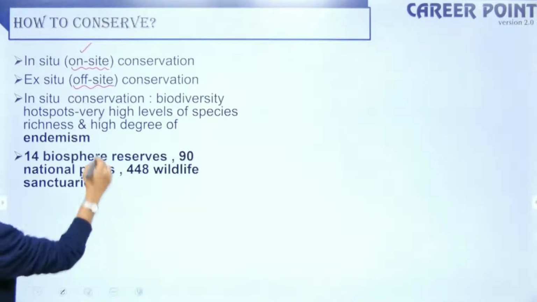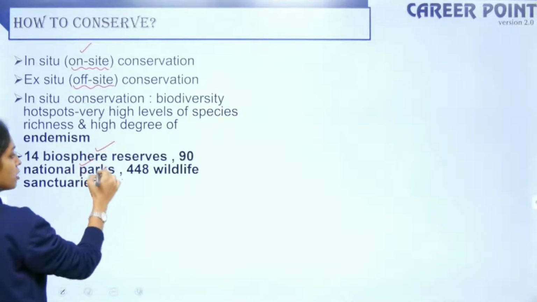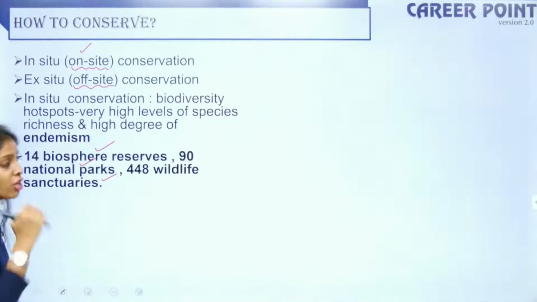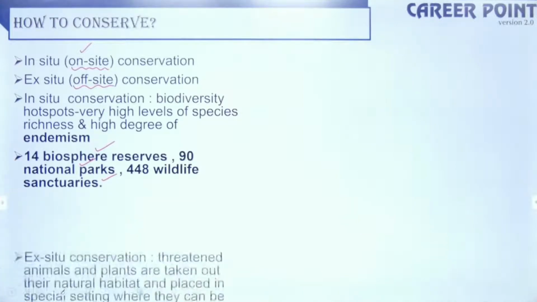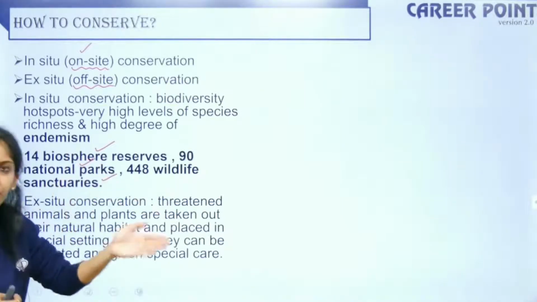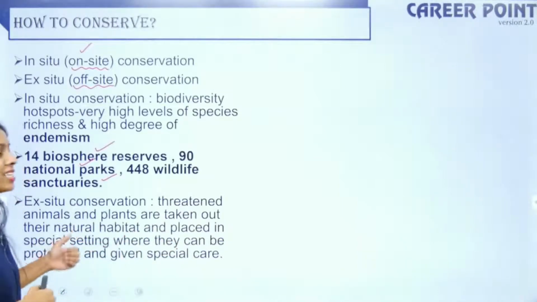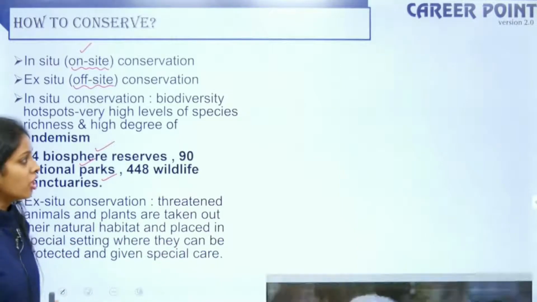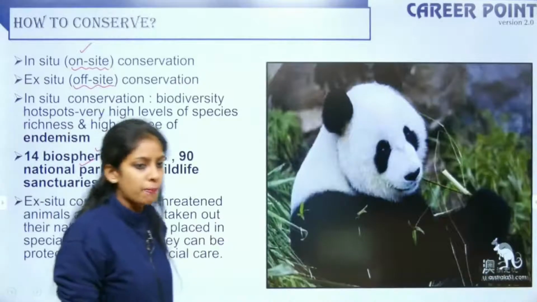Then we have biosphere reserves, national parks, wildlife sanctuaries. All this comes under your in situ conservation. Ex situ conservation is when the threatened species is taken out of its natural habitat and taken to a different place for conservation. All right. For example, your panda.